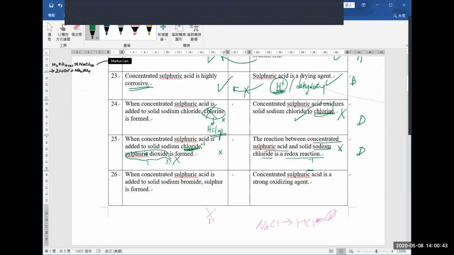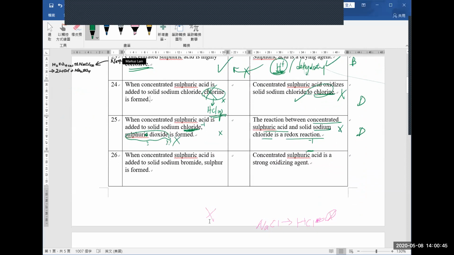Hold on. It's not redox. Yes, correct. Not redox because there are no changes in oxidation number for all elements. Yes, but not for iodine. They will be further oxidized. How about 26?